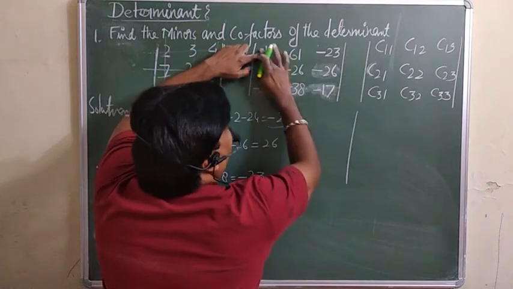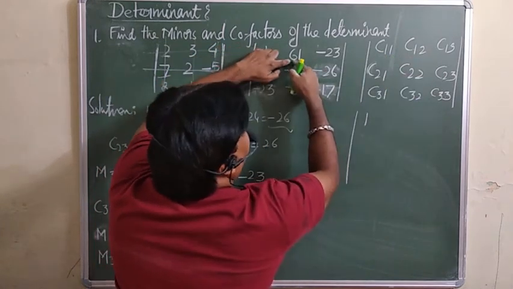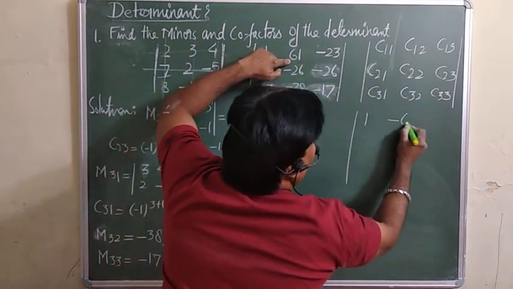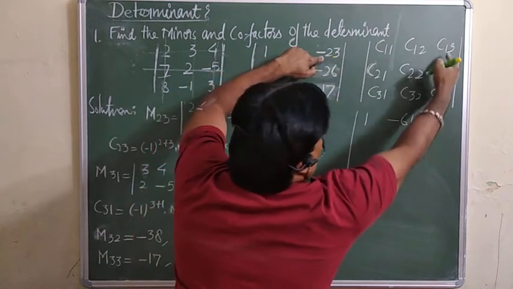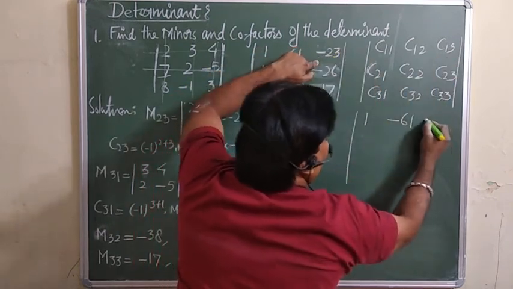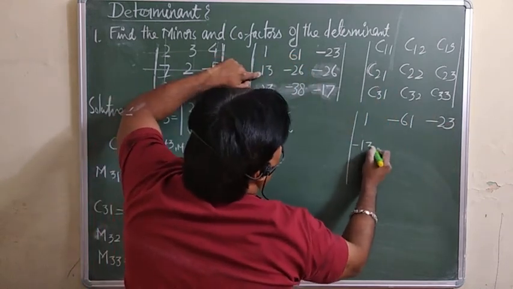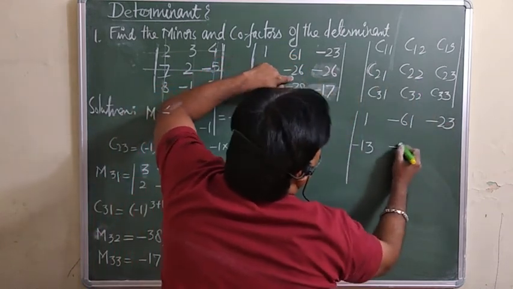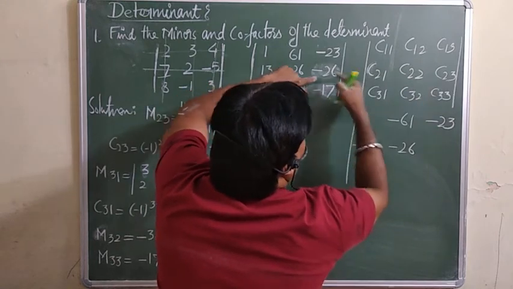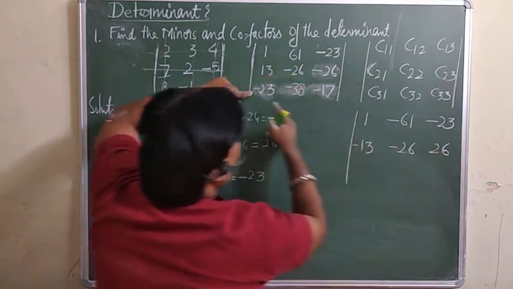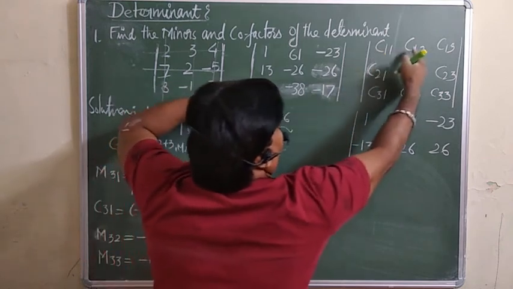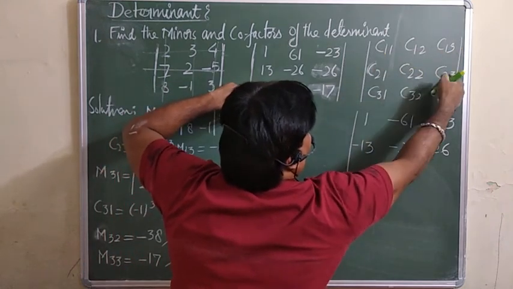This is plus, so 1 will come as it is. Minus, so by the minus you have to multiply this one. It will be minus 61 will come. This is plus, so you will get as it is minus 23. Minus, so you will multiply this, minus 13. Plus, minus 26 as it is. Then minus is multiplied, this is plus 26. Then minus, plus, minus, plus, minus, plus, minus, plus.